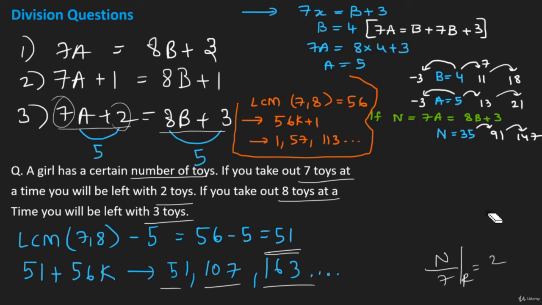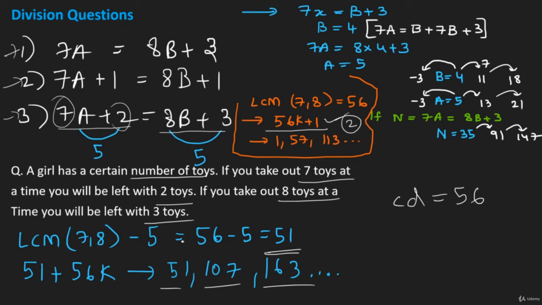Now let's see some interesting thing about these 3 equations. You can see all the 3 cases are arithmetic progressions where the common difference is equal to 56, right? Over here we've seen 56k plus 1. That's what we got in the second case. In the third case, we have got 51 plus 56k, right?